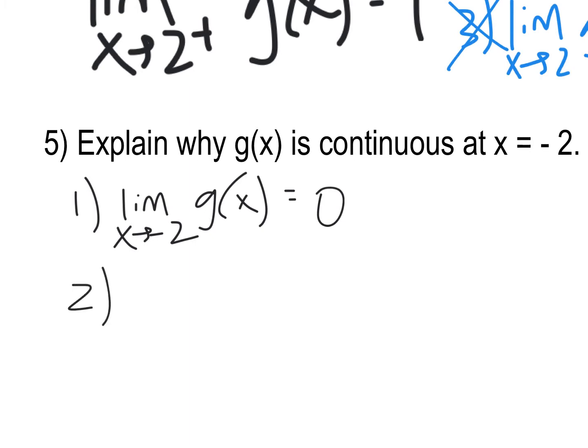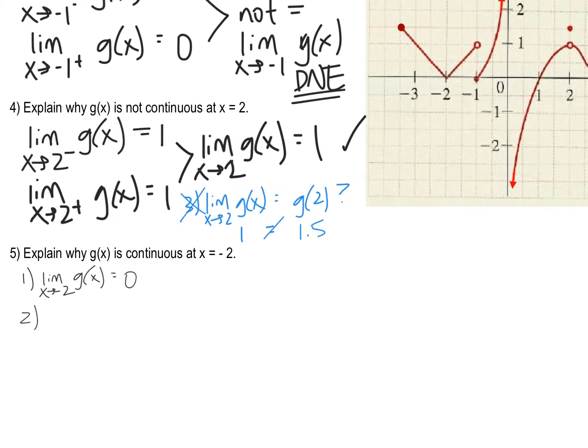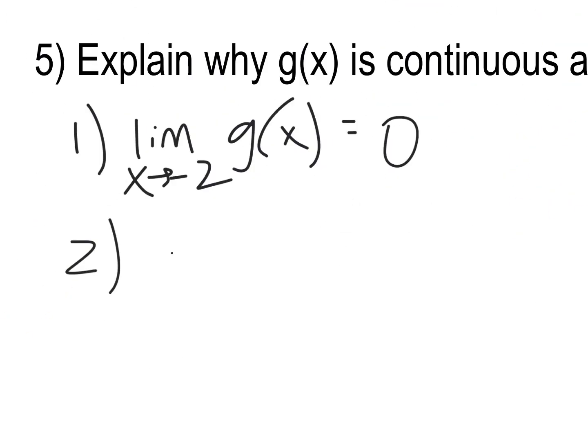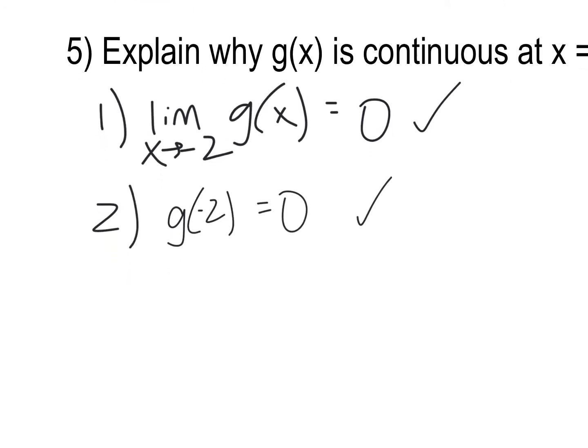Step 2 is, is it defined at x equals negative 2? And so at x equals negative 2, I get 0. So g of negative 2 equals 0. So that means it's defined. I don't have an asymptote there. If I was plugging into an equation, I would make sure it doesn't give me 0 in the denominator. I don't have the equation for this one, but if you did, you would try and plug in negative 2 and make sure it is defined. So it is. So it passed test number 1 and test number 2.